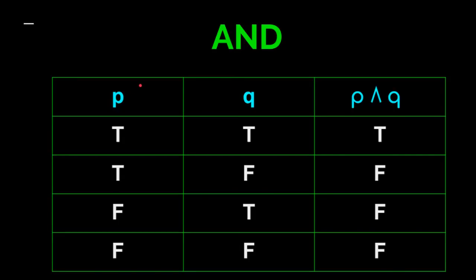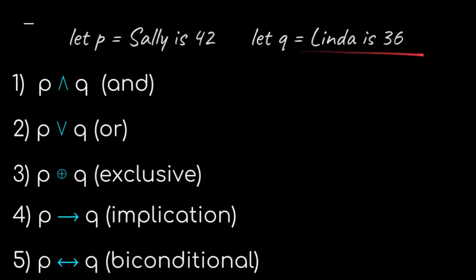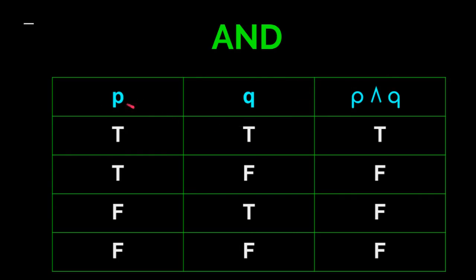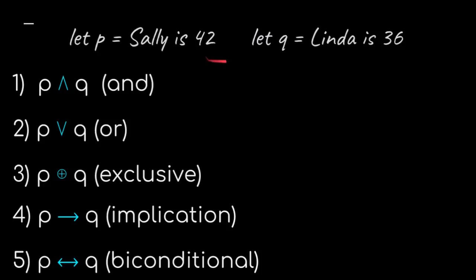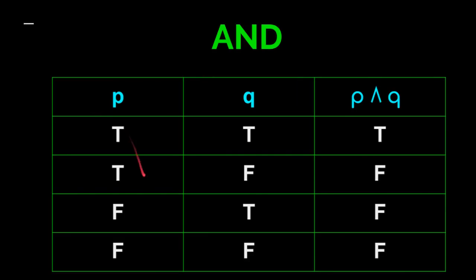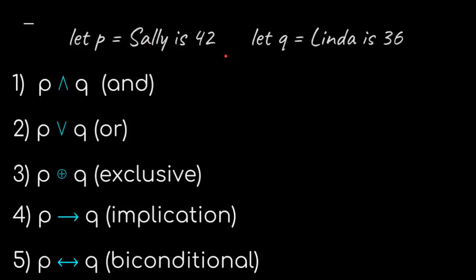Truth tables consist of multiple columns. There's going to be a column for each statement or variable, and then there's going to be a column for what we're trying to evaluate. In a scenario like this, where we have two statements or two variables, there's going to be four possibilities. If Sally is 42, Linda can either be 36 or not be 36. So if P's true, Q can be true or false. And if P's false, Q can be true or false as well. If Sally isn't 42, Linda can still be or not be 36.